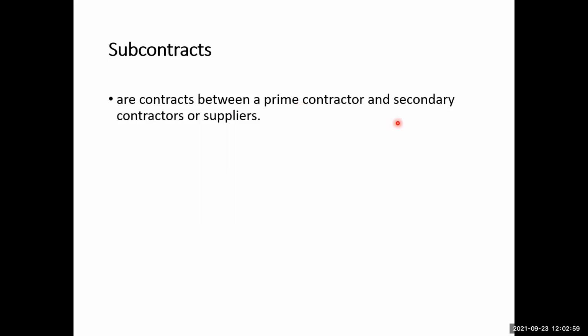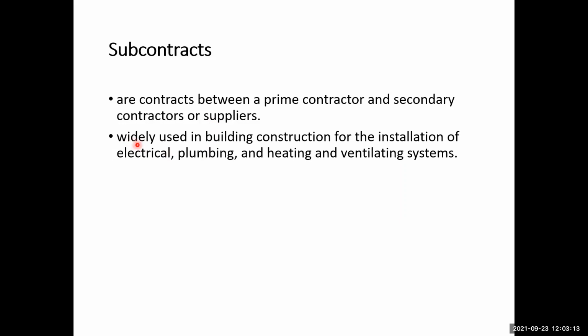then contracts out that work to some other contractors. Or they may be some suppliers as well. So suppliers are also in those categories. So it is widely used in building construction for the installation of electrical, plumbing, and heating and ventilating systems. Okay. So heating and ventilating systems, plumbing and electrical are some of the most common examples in the building construction industry.